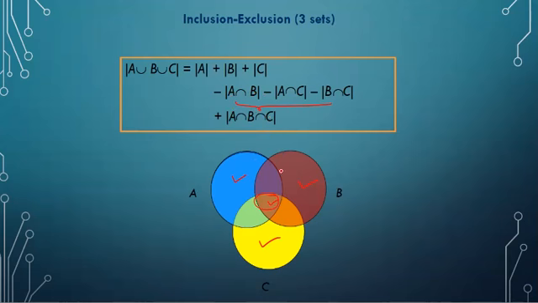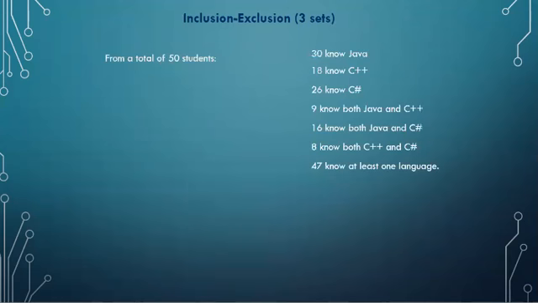Now based on this, we'll see an example. So we have a problem. From a total of 50 students, 30 know Java, 18 know C++, 26 know C sharp, 9 know both Java and C++, 16 know both Java and C sharp, 8 know both C++ and C sharp, 47 know at least one language. Okay, so the total number of students is 50.